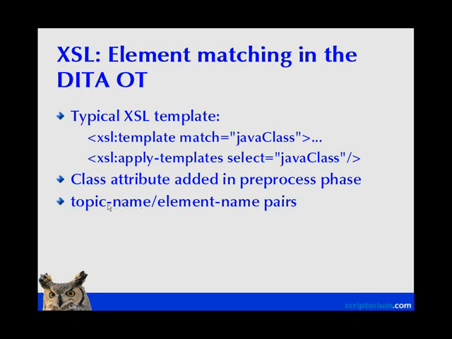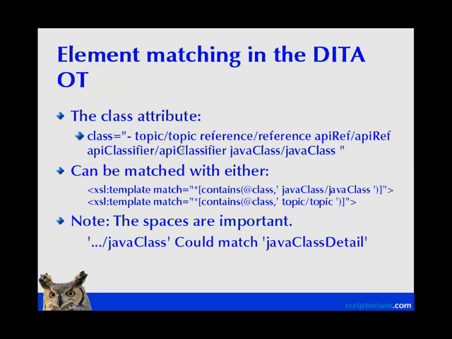You'll actually understand more if you see it on screen here. Essentially, the way it's done is there's a pair of identifiers. The first is the topic name, and the second identifier is the element name. In this class attribute, as you specialize, you add new topic-element pairs to this list. So here, by the time we get down to the Java API reference specialization, we're pretty deep in things. We're 5 levels deep.